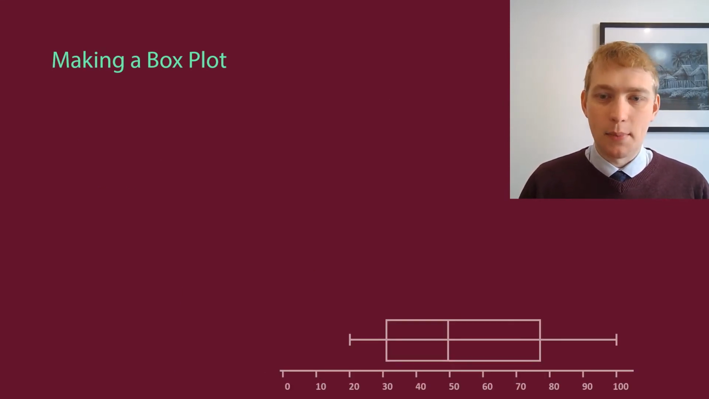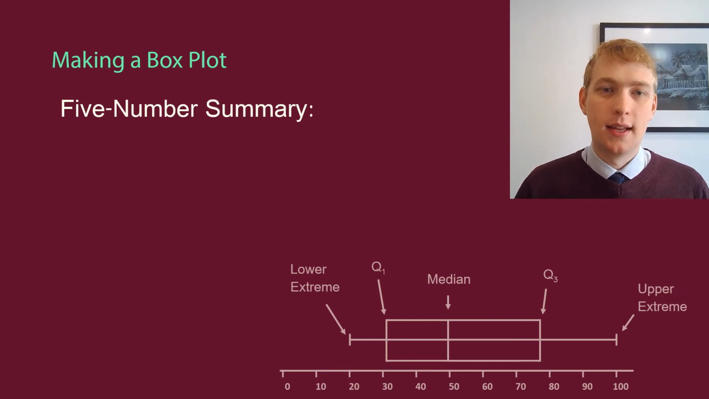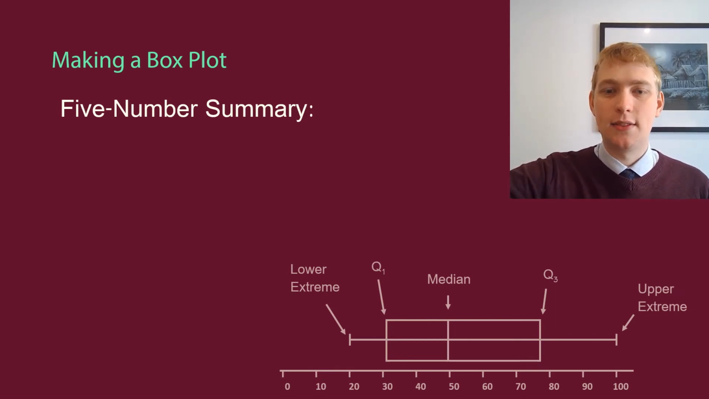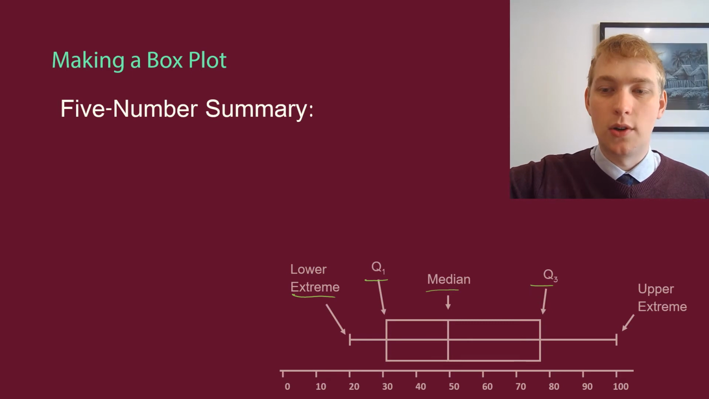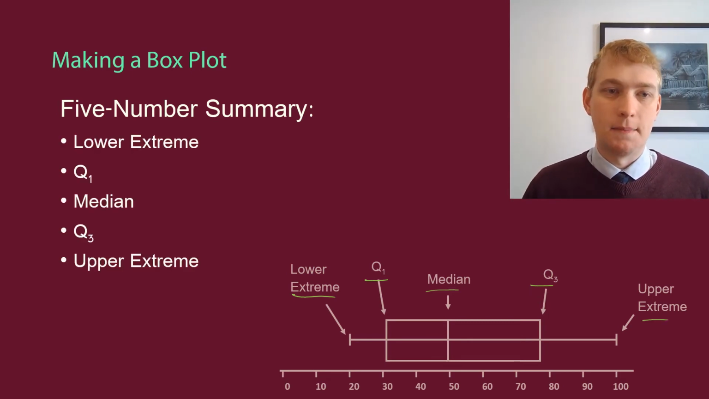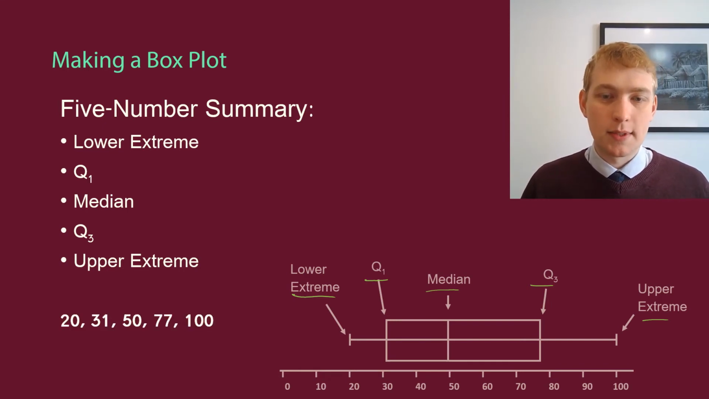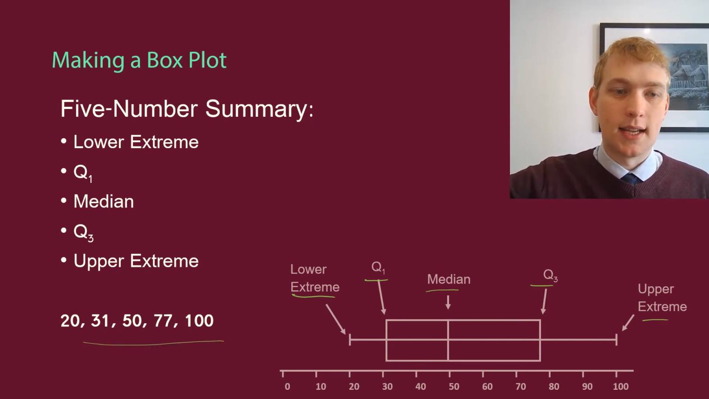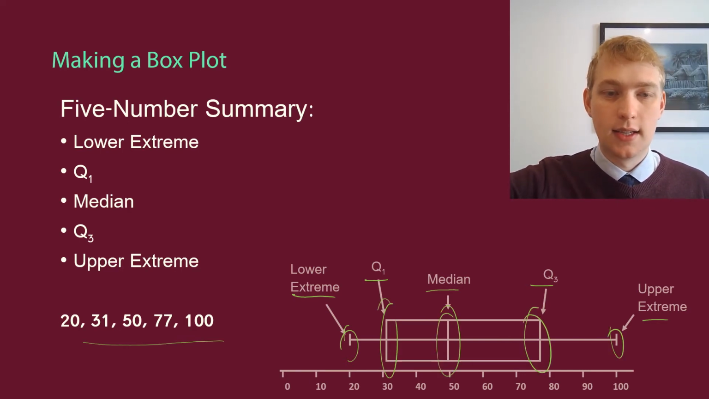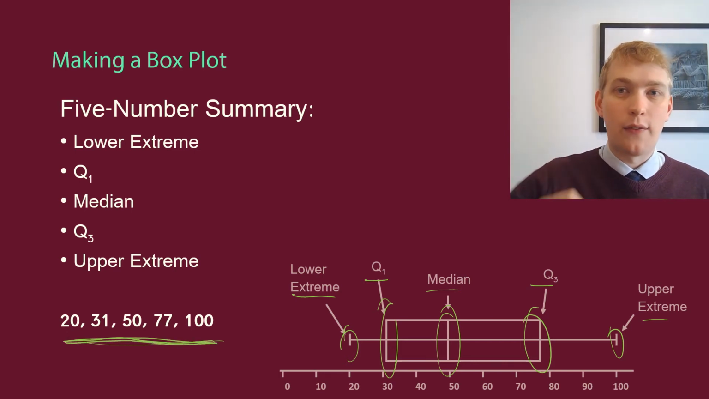Okay, making a box plot. So when we're talking about box plots, another important term that we need to know is called the 5-number summary. That's just a way of listing each of these sections in order as we go across our box plot. You can see we have lower extreme, quartile 1, median, quartile 3, and the upper extreme. For this box plot, we would represent that as this list of numbers: the lower is 20, then we get 31, 50, 77, and 100. This is called our 5-number summary.